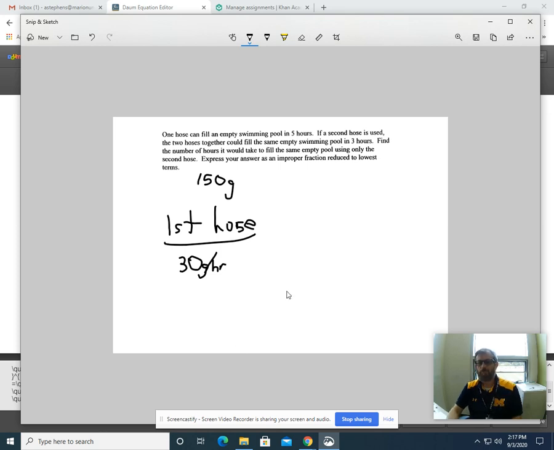Okay? Now, I don't know how much water my second hose is filling. I don't know what its rate is. I have no idea. No one told me. In fact, that's what I'm looking for, kind of, is what the rate of my second hose is. But I know what it is together because when they put them together, together I know that they're doing that 150 gallons in 3 hours, which means that's filling at 50 gallons per hour.